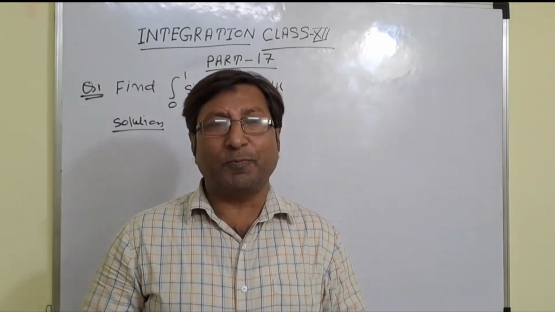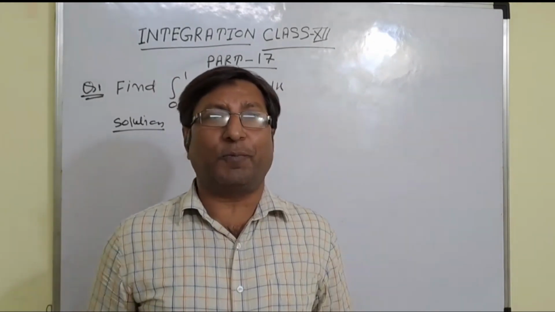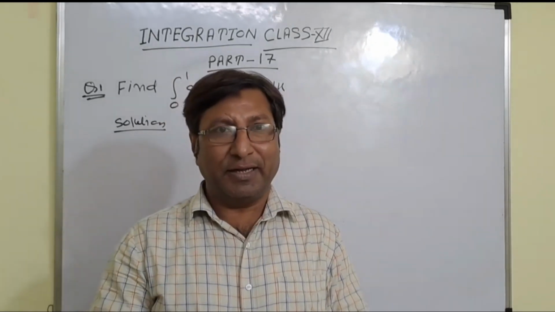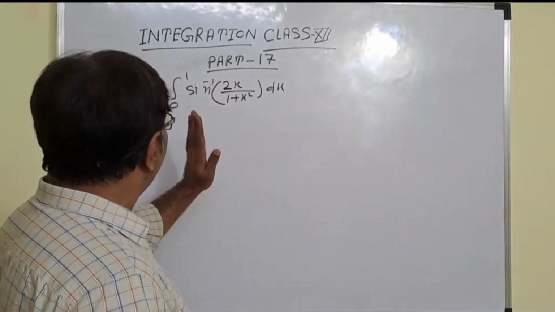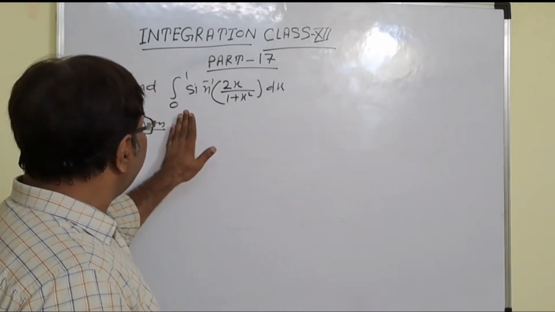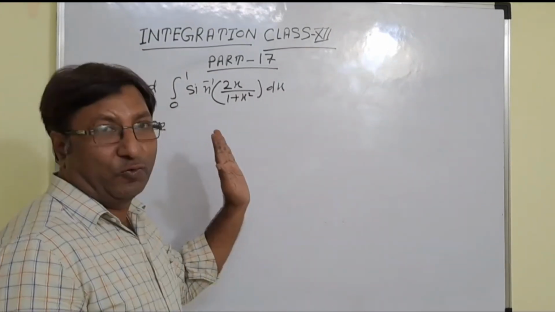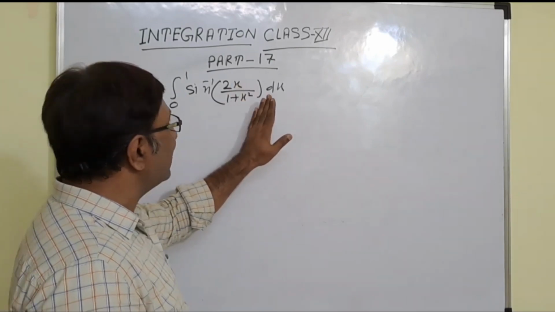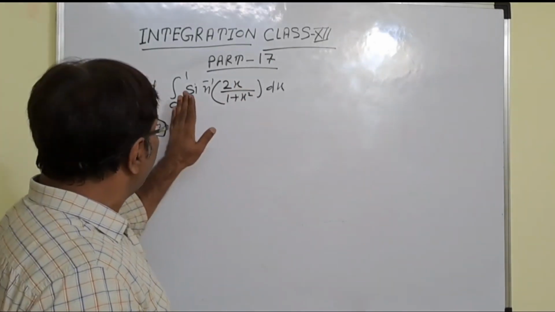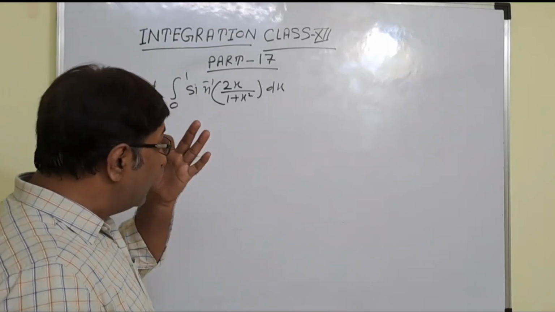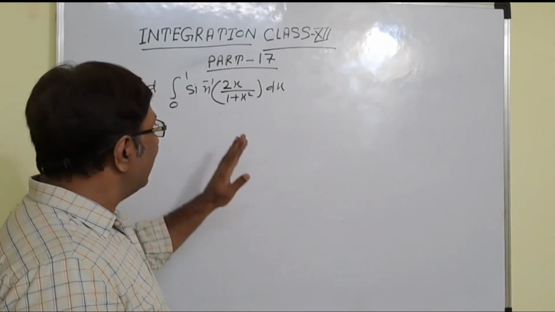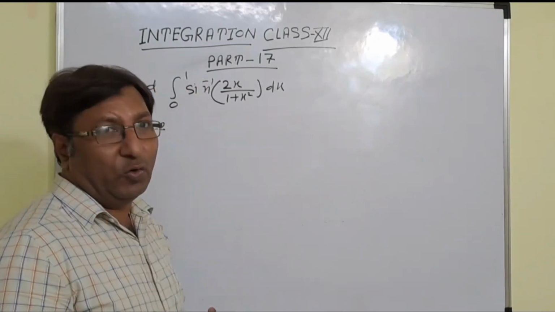Today I am going to explain a very important topic, that is integration class 12 part 7. Let us see. So here the first question is what? Integration of 0 to 1 sine inverse 2x upon 1 plus x square dx. So this is a definite integration. So the rule is what? First you integrate the given function and then apply the upper limit and lower limit.